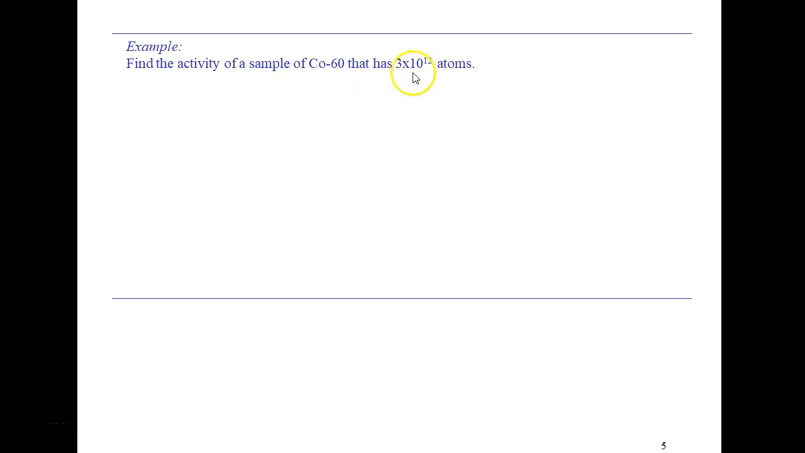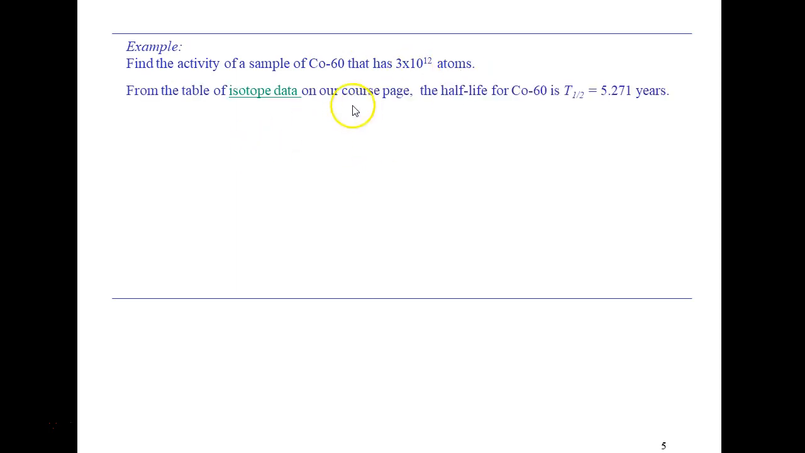What about if I give you a population and I want to know an activity? Suppose a cobalt-60 sample has 3 times 10 to the 12, 3 trillion atoms. What's its activity? Well, here I'm again going to have to find out what the half-life of my isotope is. I'm not going to show you this on the video, but if you go to the isotope data table, you'll find out it's 5.271 years.